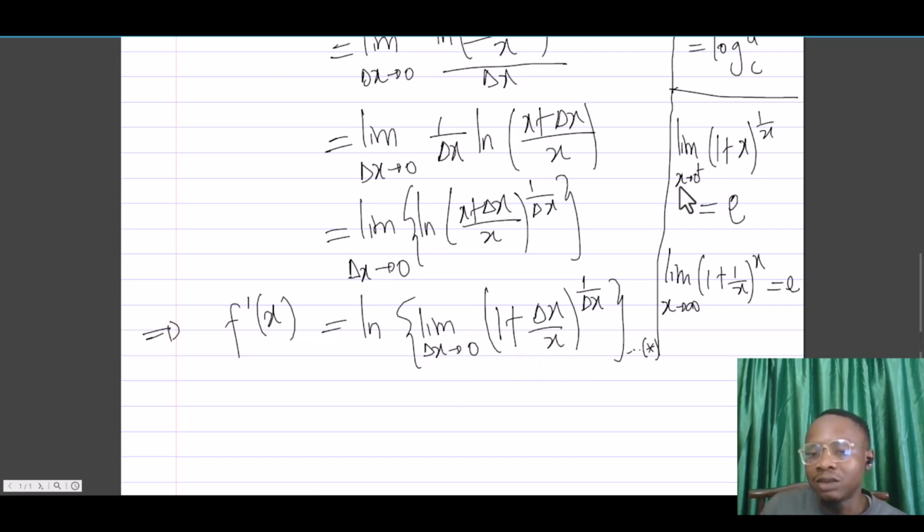Unlike here, because x is the one approaching 0, x is the variable, others can be treated as constants. In this case, delta x is what is approaching 0, delta x is the variable, others can be treated as constants. So from this, we can say that what we have here is indeed 1 plus delta x over x. So if the variable was taken as delta x over x, that would not change the fact that as delta x approaches 0, delta x over x also approaches 0.